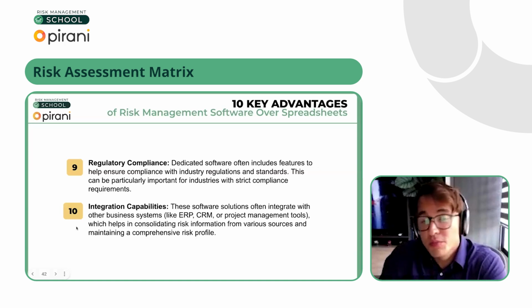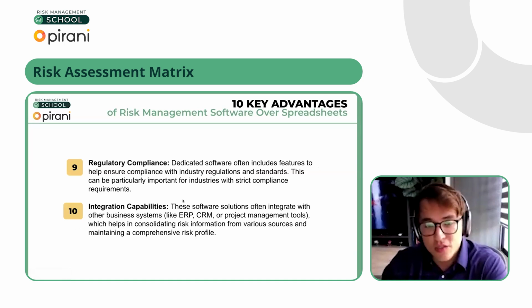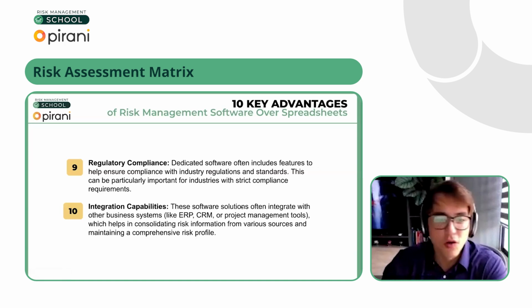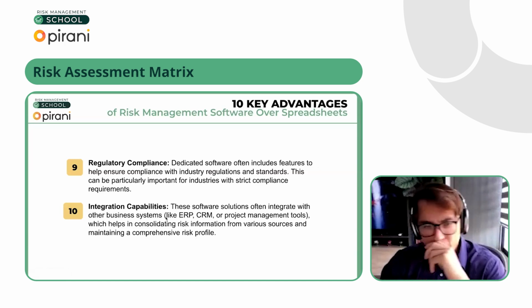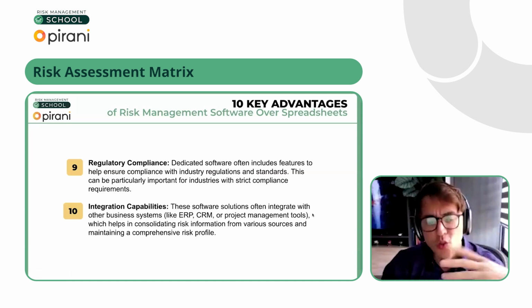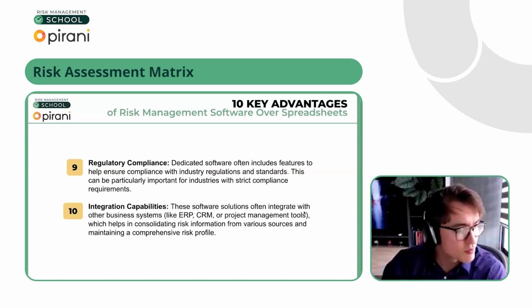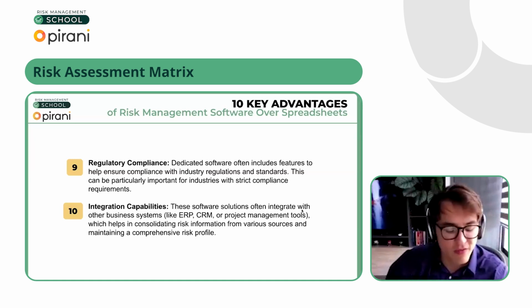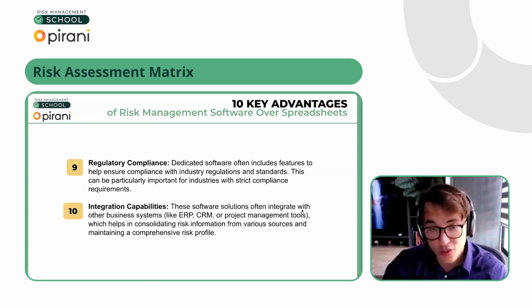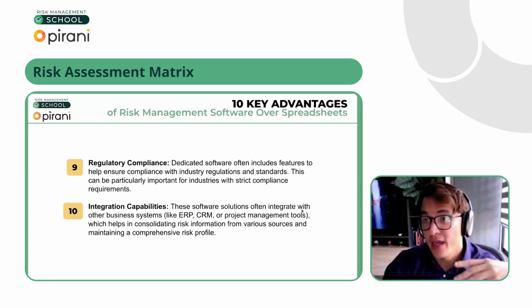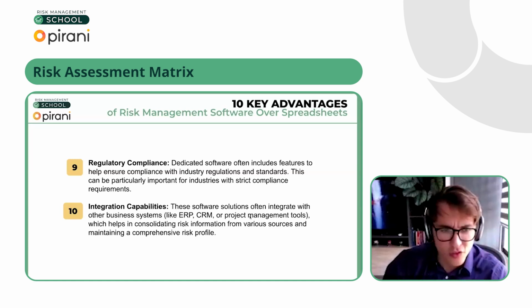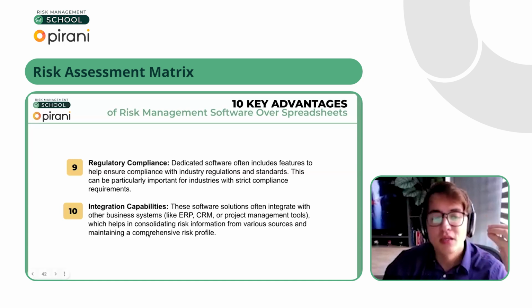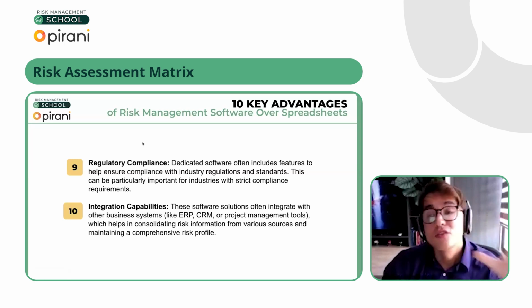And 10, integration capabilities. So this software often integrates with other business systems like ERP, CRMs, project management tools. For example, in the event risk report, Pirani has an API integration with the event reports solution that you already have. So we can connect the login. We have Active Directory, which helps in consolidating risk information from various sources and maintaining a comprehensive risk profile.